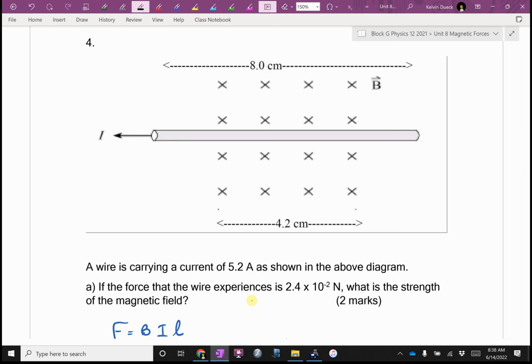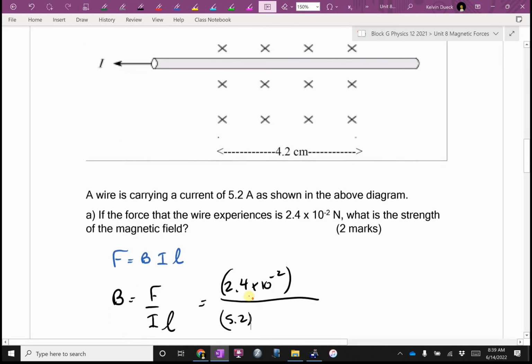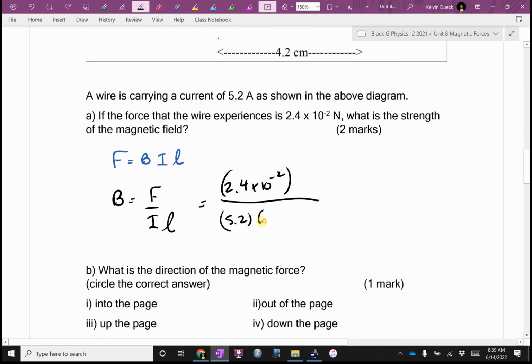What section of the wire is in the magnetic field? What section of the wire is experiencing the force? I'm going to use the 4.2, not the 8. I guarantee there might be a question like that in your future. That's an easy way for me to give you, if it's multiple choice, one mistake to pick from. So yeah, not the 8. The whole wire is not experiencing the force. Only that which is inside the magnetic field is experiencing the force. So I'm going to use the 4.2 centimeters, or the 0.042 meters.